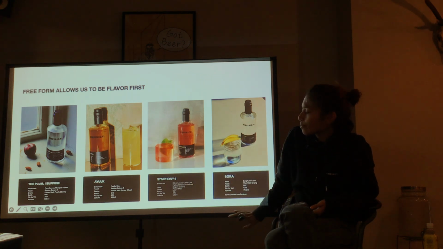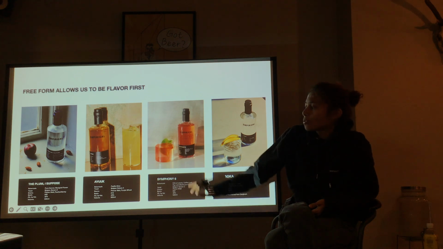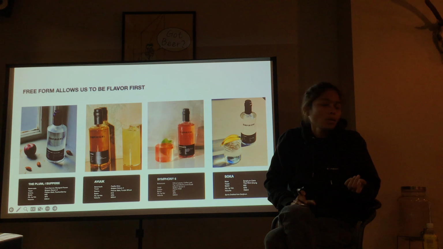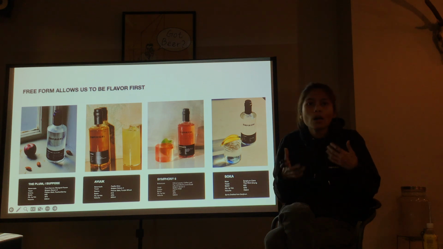So these are the products we have at the moment. The first one, the plum, is a plum kernel spirit. You get a bitter almond marzipan flavor from there, and then it's rectified with a marigold kombucha and sits at 32% ABV.